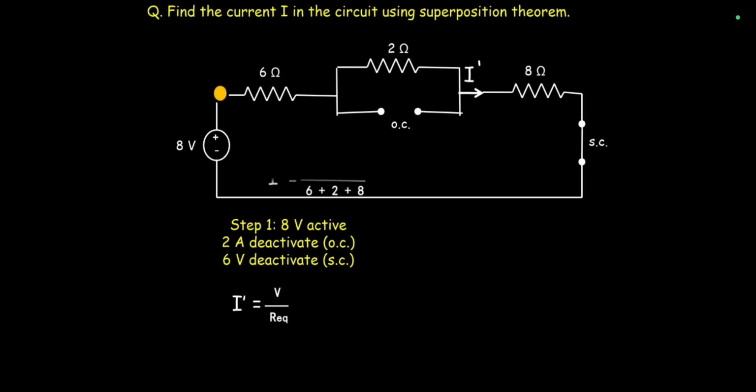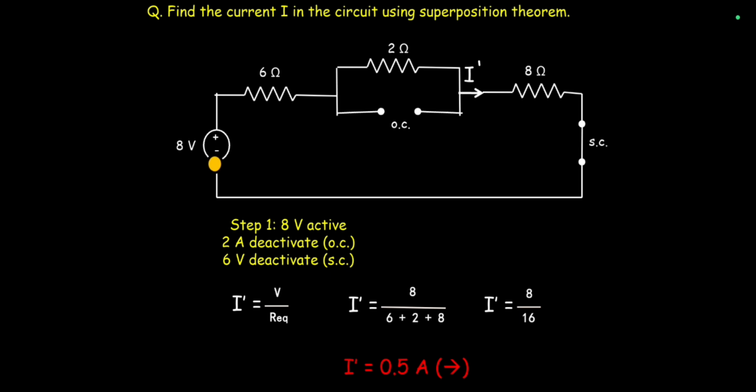That is V by Req. So 8 upon the equivalent resistance, which is the series combination of these three resistors: 6 plus 2 plus 8. So 8 by 16. Finally I dash is 0.5 ampere and it is from left to right. So step 1 is over.